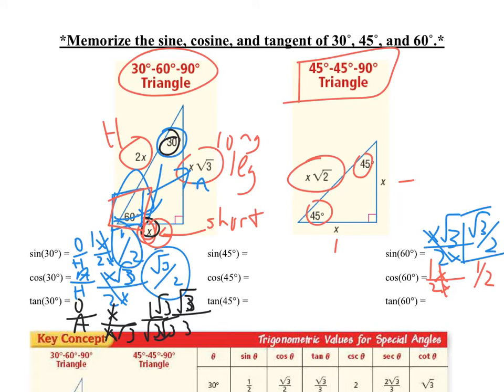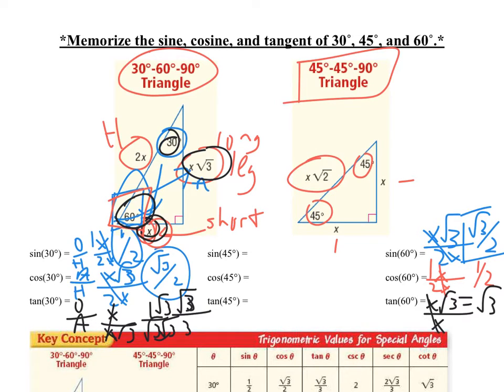And the tangent of 60 would be opposite over adjacent. So if I'm at the 60-degree angle, opposite would be x square root 3 over the adjacent, which would be x. X's cancel. Now this one, the square root's on the top, or the radical, so it's square root 3. So the tangent of 60 is square root 3.